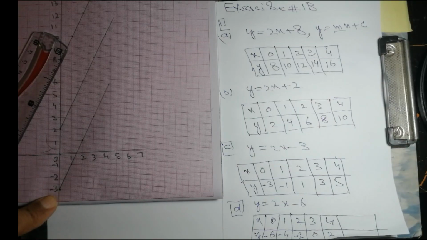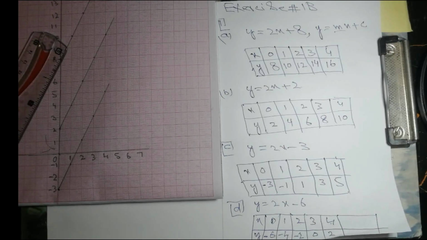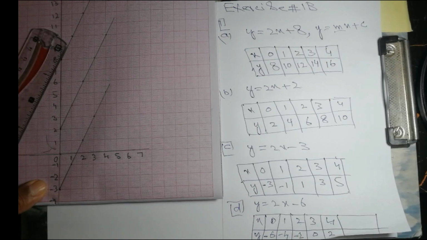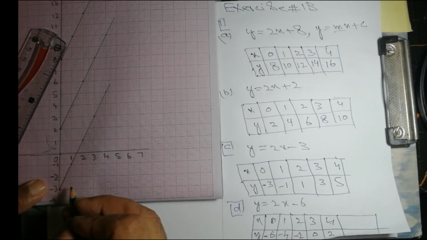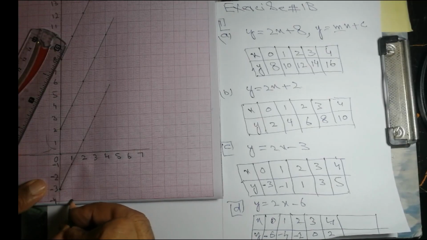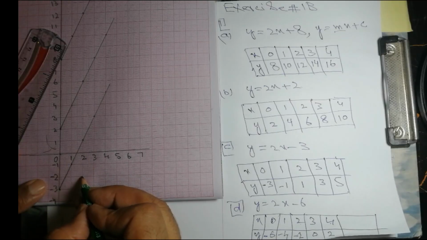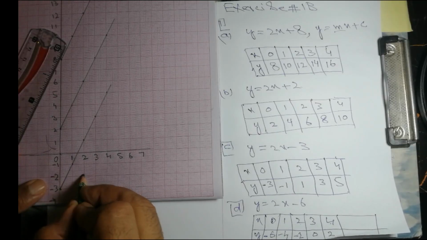For drawing a line, if we have 2 points, we can join the 2 points and get the line. So there is no difference. For example, here we have minus 4. We can write this is minus 4. So 1 and minus 4. This is 1 and this is minus 4. This is 1 point. 2, minus 2. This is 2 and this is minus 2. This is a second point.